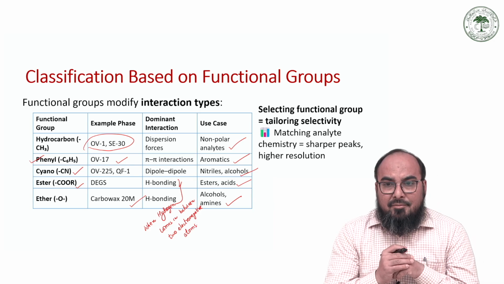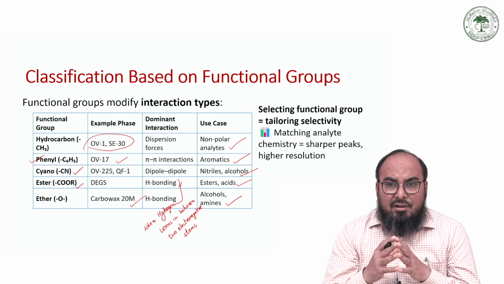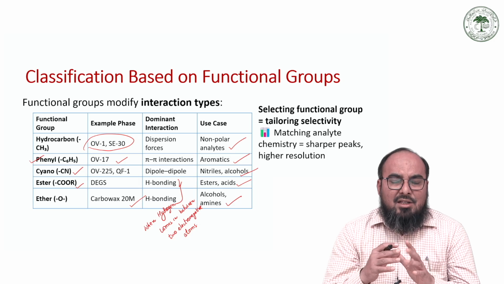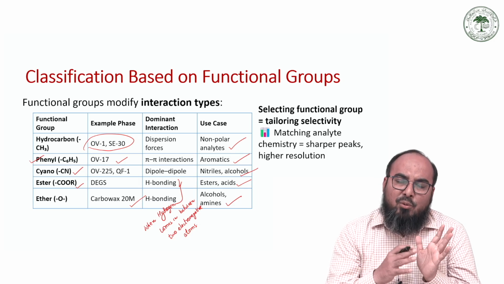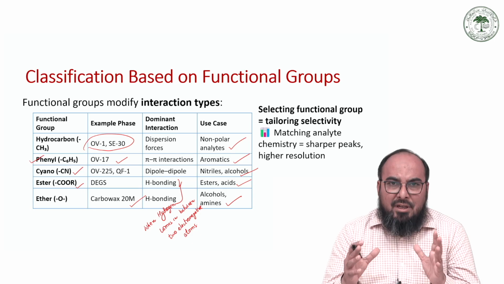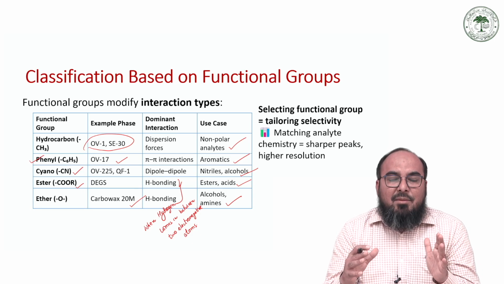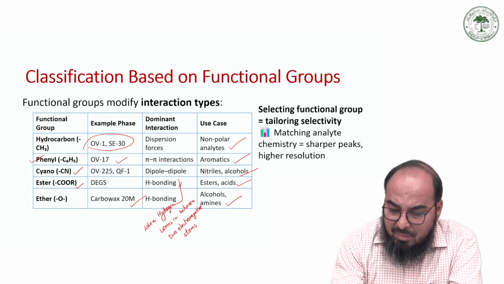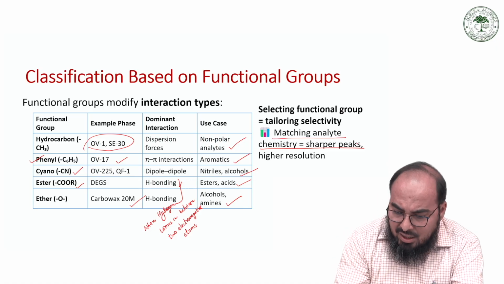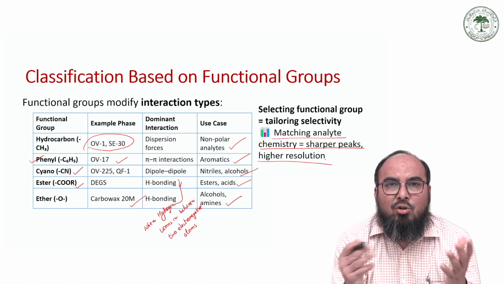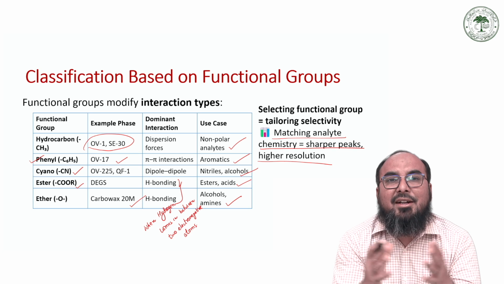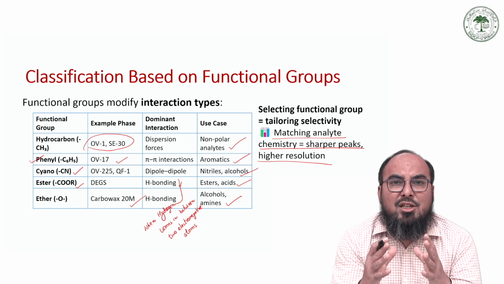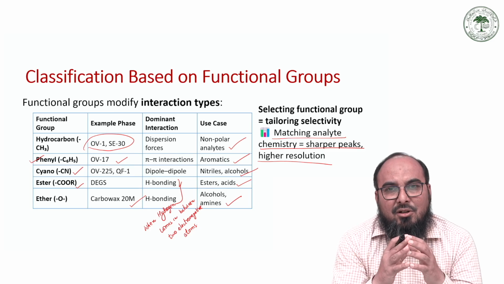So the important thing is that if you have a good interaction, then you will get sharp peaks. For example, if you have a combination of polar with polar or non-polar with non-polar, then you will get sharp peaks, you will get Gaussian shaped peaks. That means your resolution will be very good. So the matching analyte chemistry implies sharper peaks or high resolution. Sharper peak means good resolution. That means you have effective separation of analytes, and in case of GC, effective separation of various volatile components. So what you have to bear in mind?